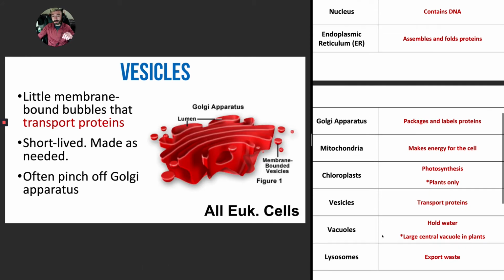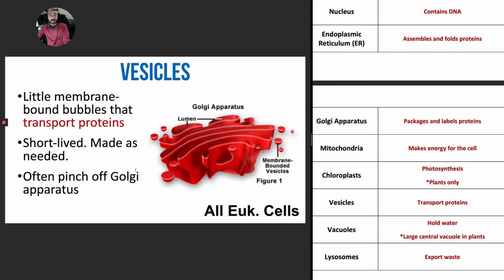Only a few more. Vesicles are next. And if this looks familiar, that's because this is a picture of the Golgi apparatus, which we said was like the Amazon warehouse, right? Or the Amazon packaging center. And so vesicles are these little bubbles around here. They're membrane-bound bubbles. And again, a membrane is just basically something to keep it separate from everything around it.